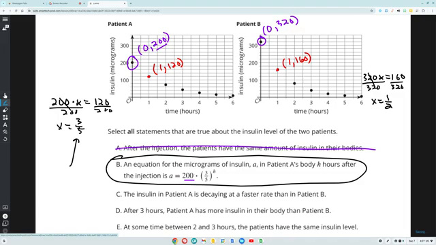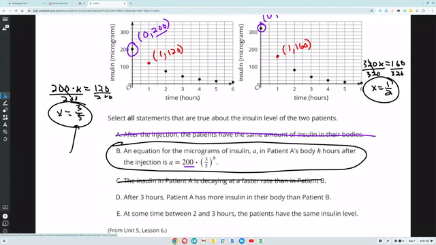So the question says the insulin in patient A is decaying at a faster rate. Well, here, if my multiplier is 3/5, I'm losing 2/5 every hour. So my decay rate is, I'm going down 2/5 every hour. With patient B, I'm going down 1/2 every hour. So with that being said, I know that patient A is not decaying faster. He's actually decaying a little bit slower. I can tell by looking at the bases of those exponentials. I can also tell because patient A's graph is less steep.